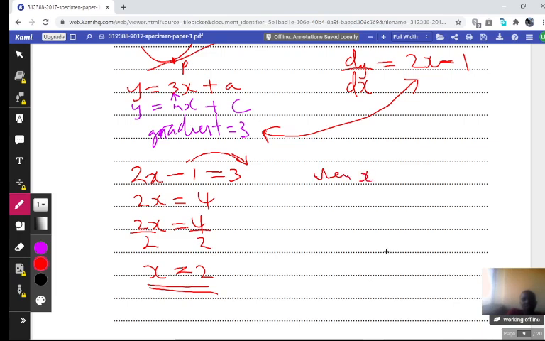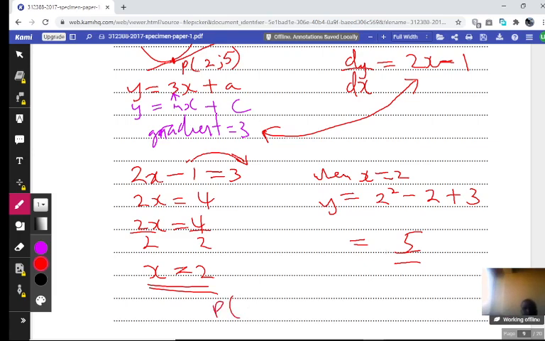When x is equal to 2, y is equal to x squared, which is 2 squared, minus x, which is minus 2, plus 3. 2 squared is 4, 4 minus 2 is 2, and 2 plus 3 is 5. So these are the coordinates of P: x is 2 and y is 5. So P is (2, 5).